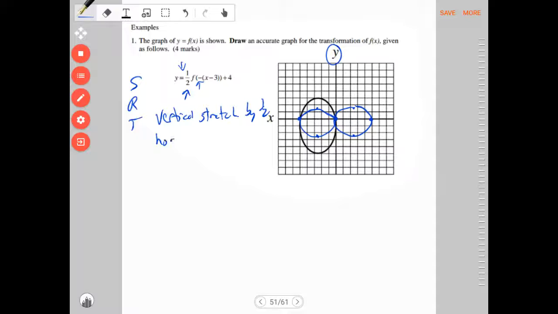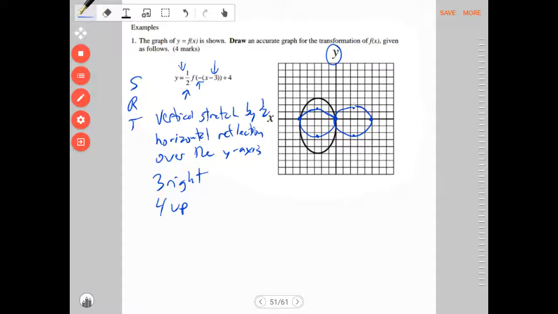Okay, horizontal reflection over the y-axis. Okay, and then of course the 3 being directly attached to the x, that means we go 3 right and 4 up, and we're going to do that at the same time.